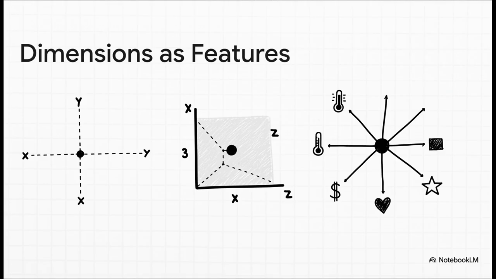Following that exact same logic, a 5-dimensional point isn't some impossible shape. It's just an object defined by 5 different values. It could be x, y, z, temperature, and price. Suddenly thinking in, I don't know, thousands of dimensions, it's not so crazy anymore.